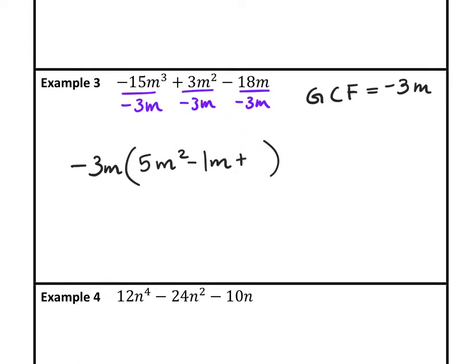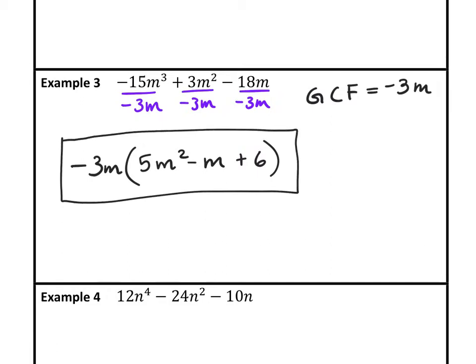It's positive 6. And then what's m divided by m? It cancels. And I'm going to go ahead and rewrite this as just negative 1m. It's the same thing as negative m. Okay, and this is my answer for this example. Again, feel free to pause at any point in the video just to make sure you got all the steps down.